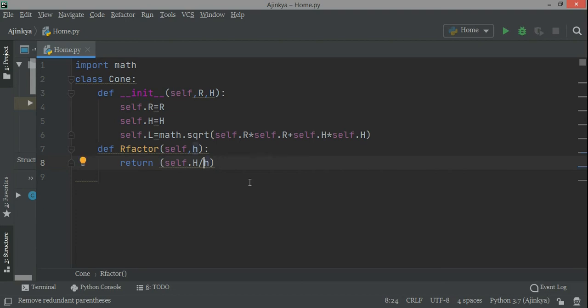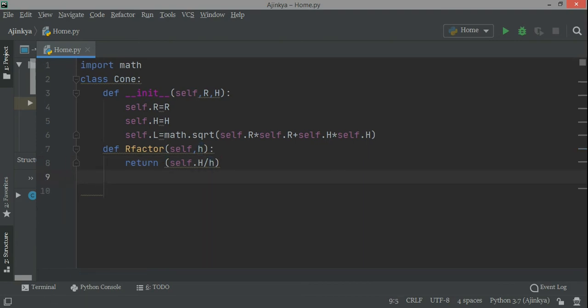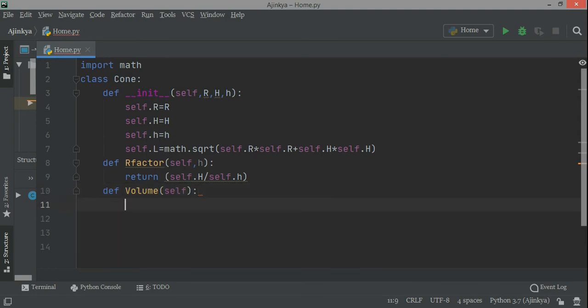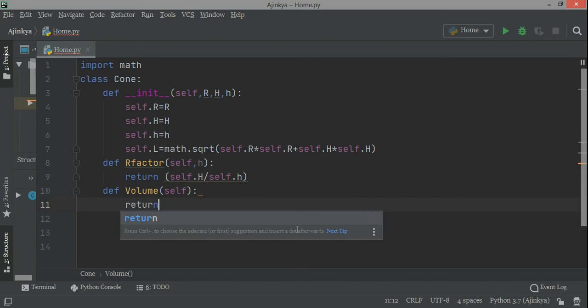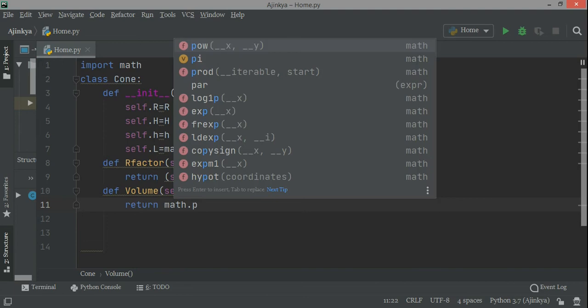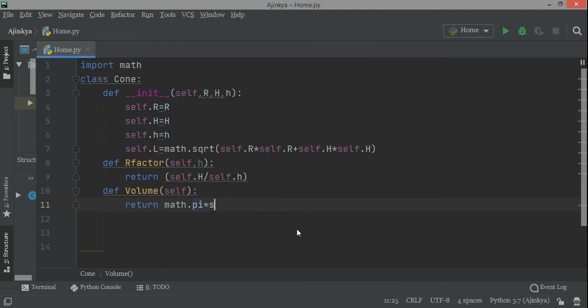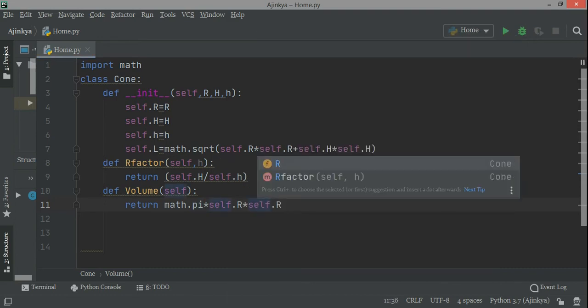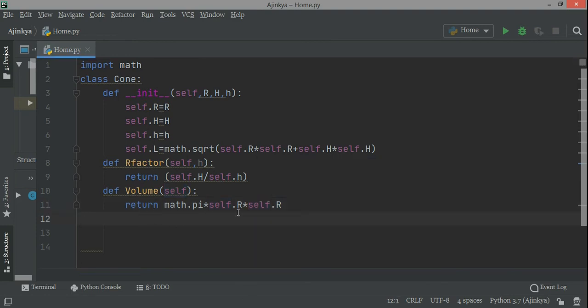So I define the volume of the removed cone, that is 1/3 pi r square h, and I just call it the volume of the cone. Now I create one function called volume, and that returns math dot pi into self dot capital R into self dot capital R into self dot capital H. So this gives you pi R square H divided by 3.